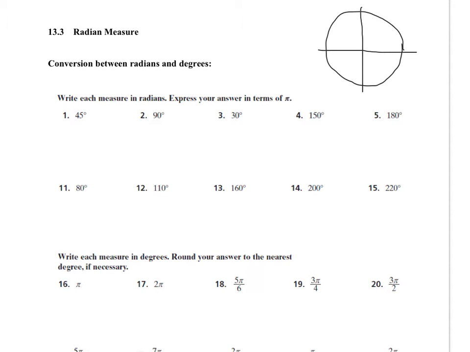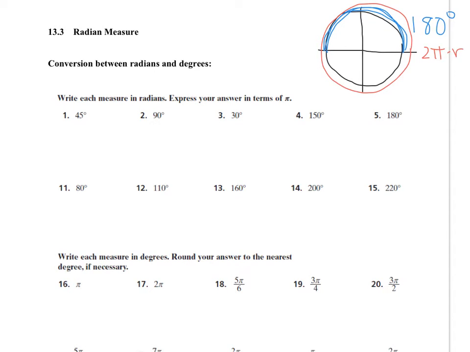The relationship between degrees and radians is that if this is 180 degrees and all the way around is 360 degrees, then all the way around the circle, the distance around the circle is 2 pi times the radius.